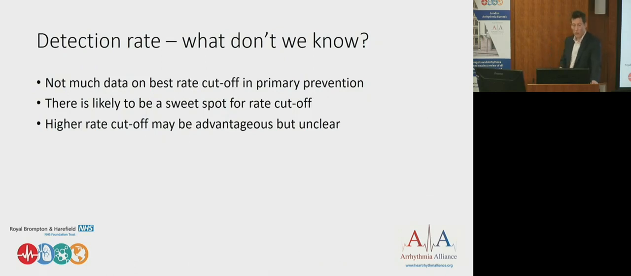So I think in terms of detection rate, what we don't know, there's not much data on the best cutoff in primary prevention. There's nothing in secondary prevention. There's likely to be a sweet spot that may vary depending on the indication, and a higher rate may be advantageous, but there's no randomised data to back this up.